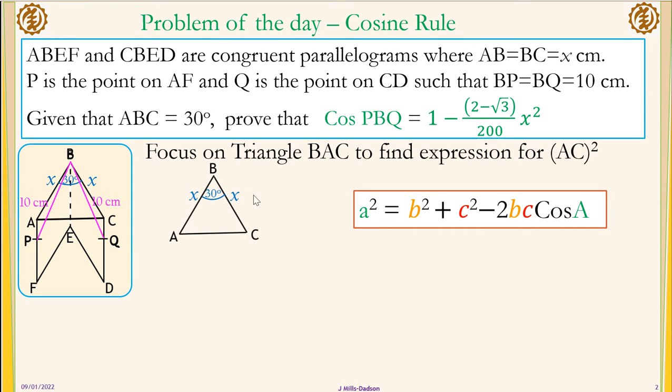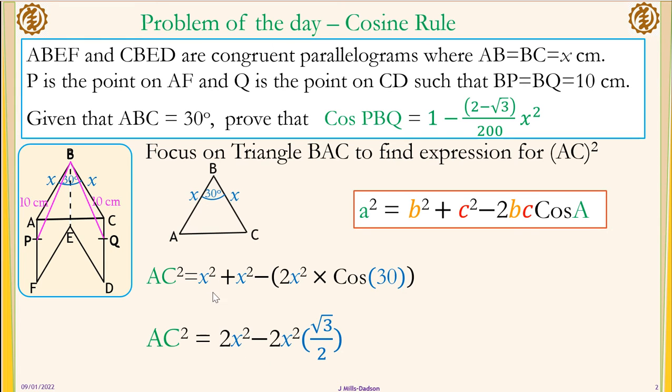So pulling ABC aside, quoting the formula for the cosine rule aside, I have information to put in the formula. This is b, this is c, this is the angle A. So AC squared is x squared plus x squared, that is what you see here, minus 2 times x times x, because b and c are both x, times cos 30.